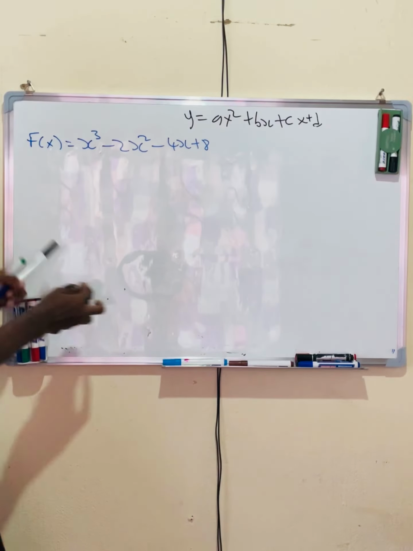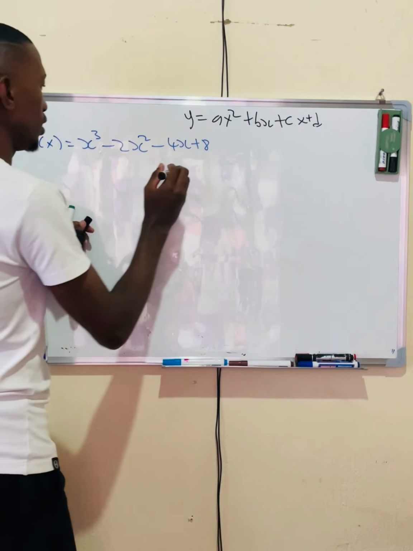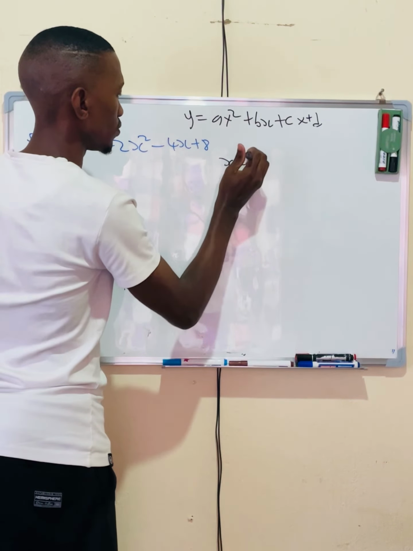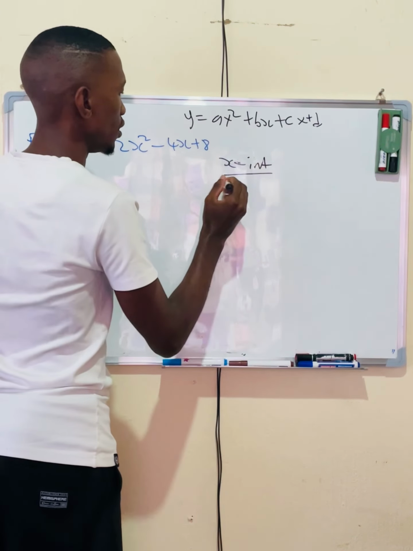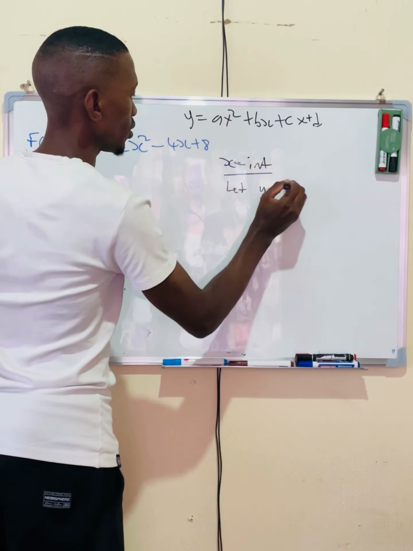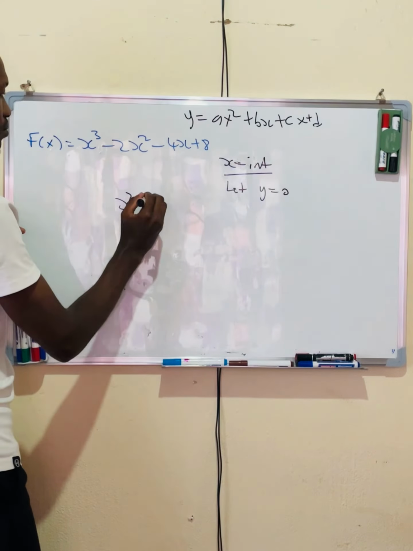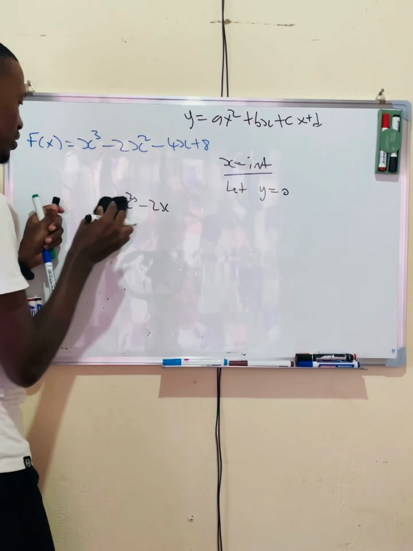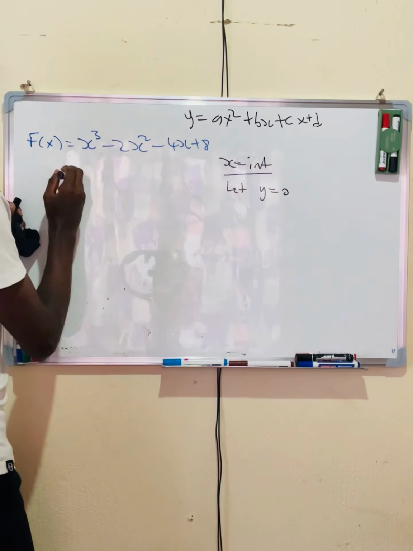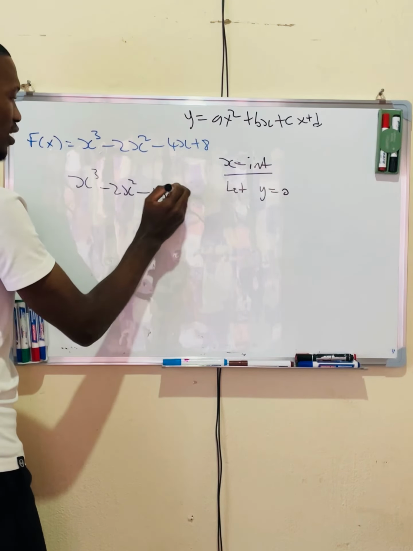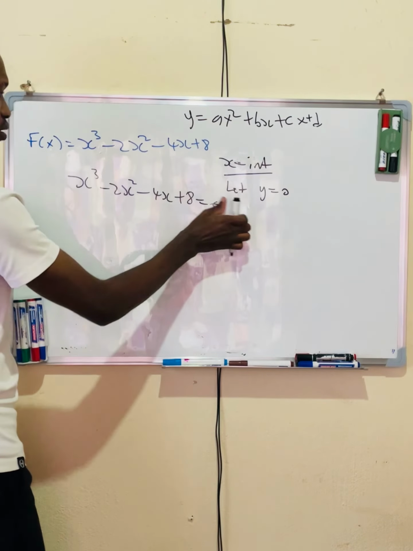Okay. So now, for the x-intercept, we let y be equal to 0. So I'm going to say x cubed minus 2x squared minus 4x plus 8 equals 0.